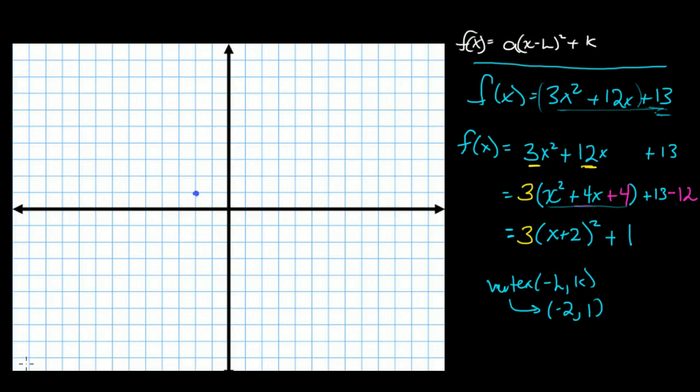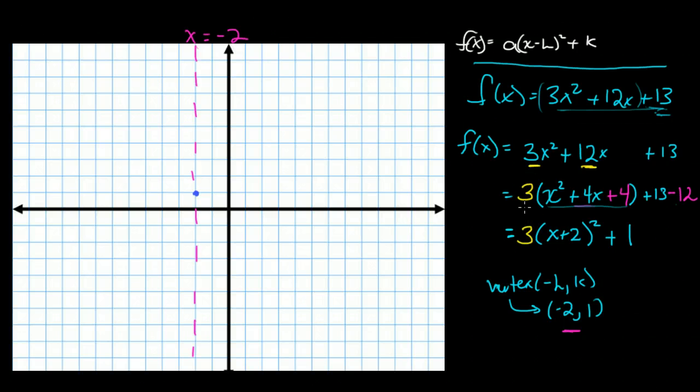There is my vertex. Since our axis of symmetry passes through the vertex, our axis of symmetry is along this line here where x is equal to negative 2. That means whatever I do on the left side of my graph, I have to do the same thing on the right side. So let's see how it looks.